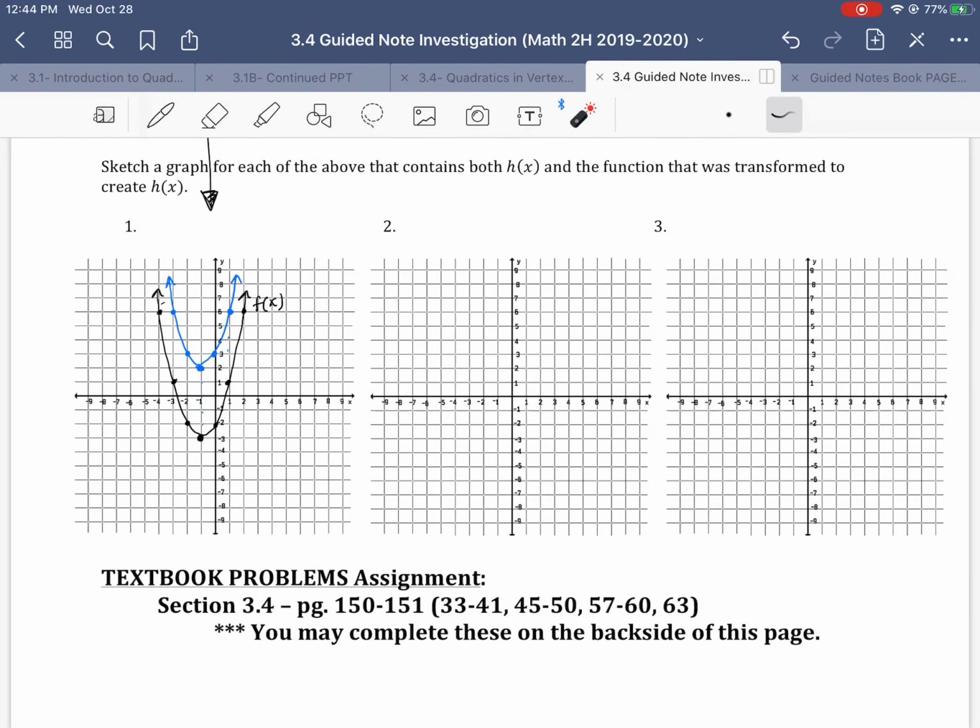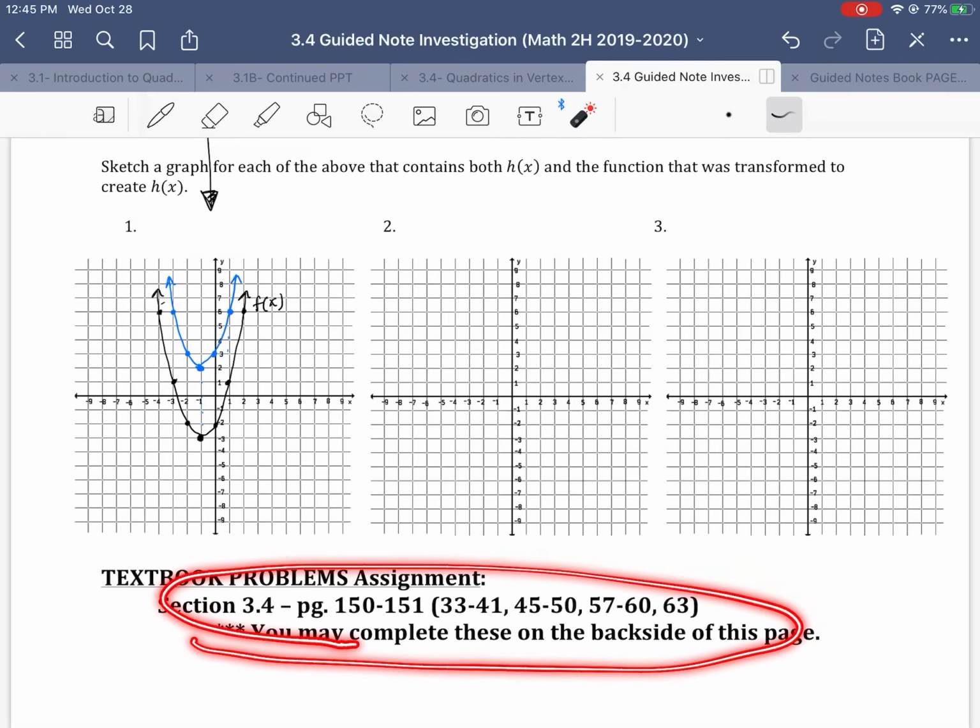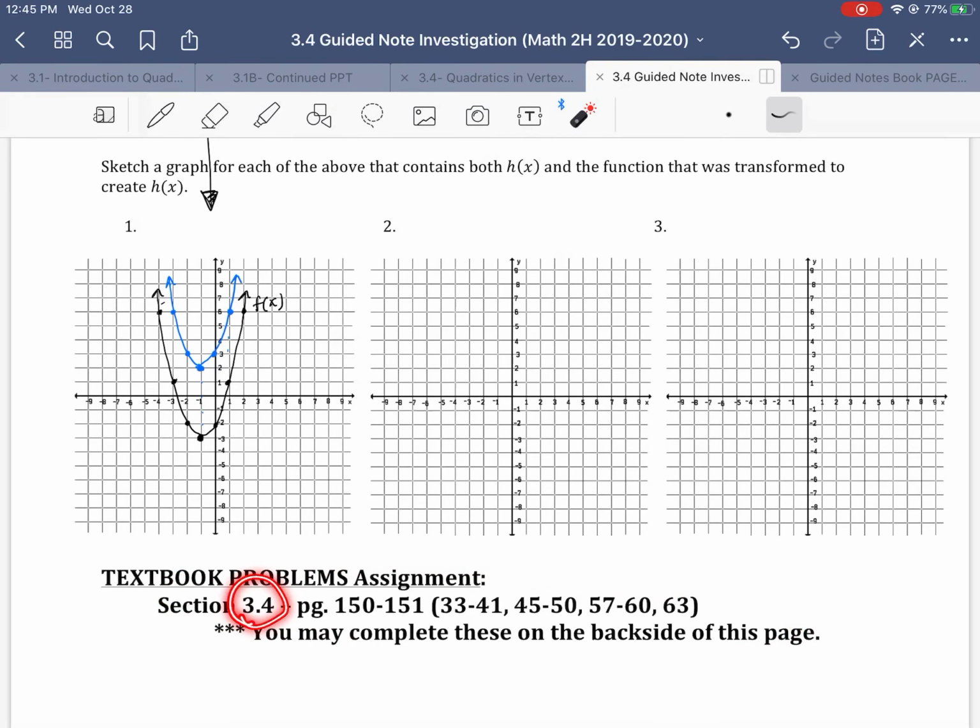Okay, complete the rest of this packet, work through it, make sure you're good with that. And then you can complete these textbook problems as your additional practice. So there's a few, these come from section 3.4, and there should be room if you printed this just on the back side of this packet to complete these problems, okay?